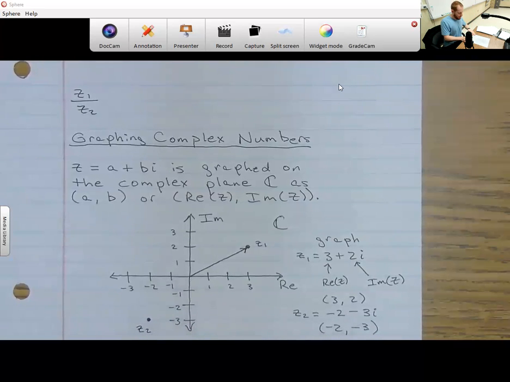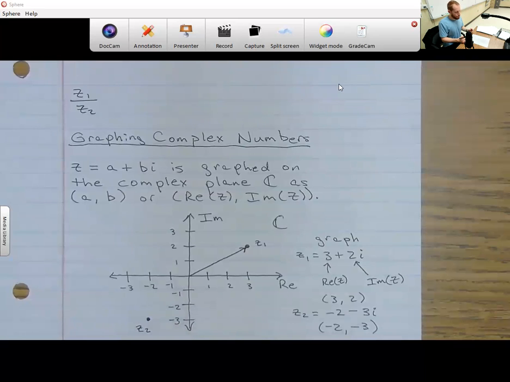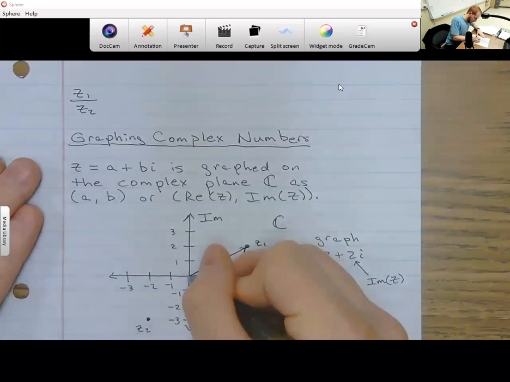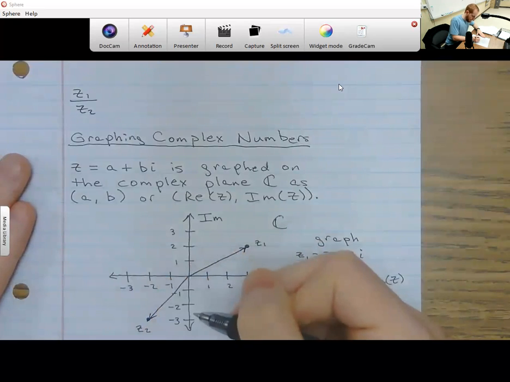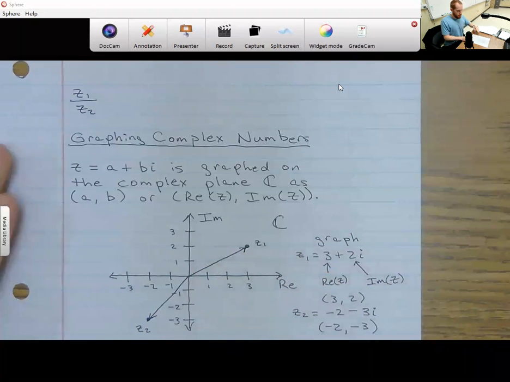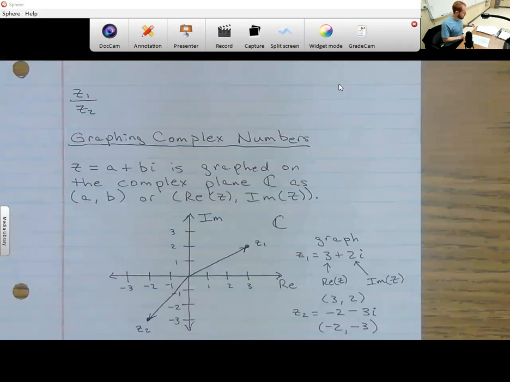Okay, that's my dot. Now I'm going to draw a line from the origin to my dot. And I'm going to put the arrow at the very end. There we go. That's going to be my complex number Z2. And that's how you graph complex numbers. Very simple.